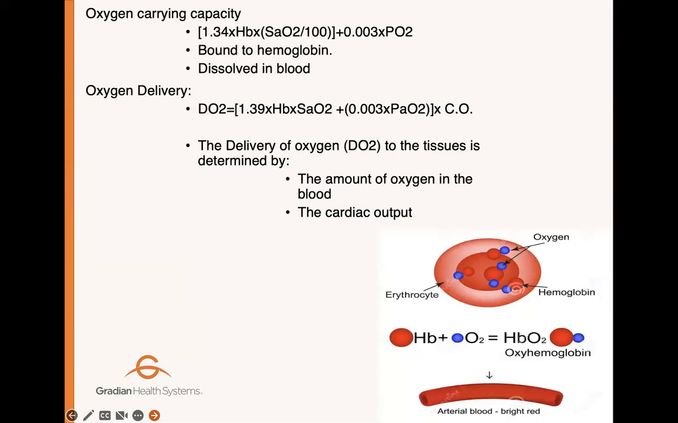So how much is being delivered to your tissue? The delivery of oxygen to the tissues mostly depends on the cardiac output. So how much can be carried in your blood, and then how much is the cardiac output. That's how much is being delivered to the tissue. From the above equation, which was the oxygen carrying capacity, we just multiply it by the cardiac output. So the delivery will always depend on how well your heart is functioning as a pump to circulate that oxygen throughout all the tissues.